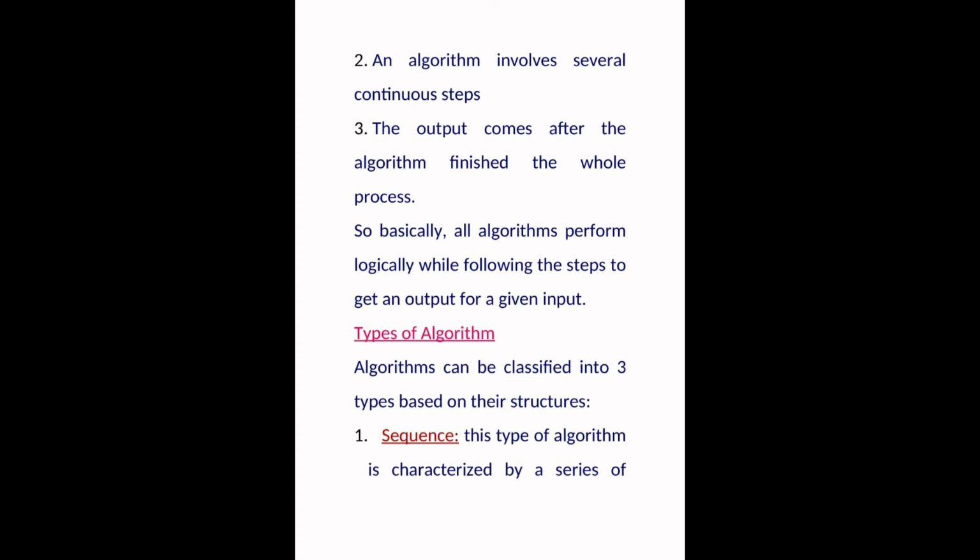After the algorithm finishes, the last step is the result or output of the program. So basically, all algorithms perform logically, following the steps to get an output for a given input. An algorithm is based on logic because it is a set of instructions to solve a particular problem. The output or result of the problem depends on the logic. So an algorithm is a set of instructions, meaning instructions with logic.